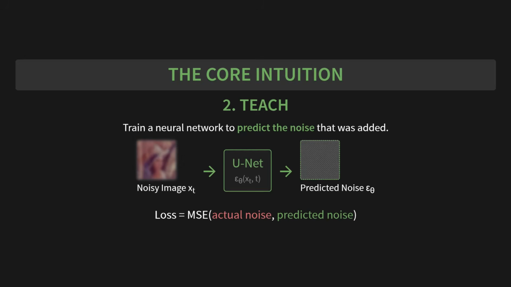Step 2, we teach. We train a neural network to do one very specific thing: predict the noise that was added to an image. Look at this diagram. We take a noisy image, x sub t, we feed it into a UNet model along with its time step t, and we ask it to predict the noise that was added. The loss function? It couldn't be simpler.